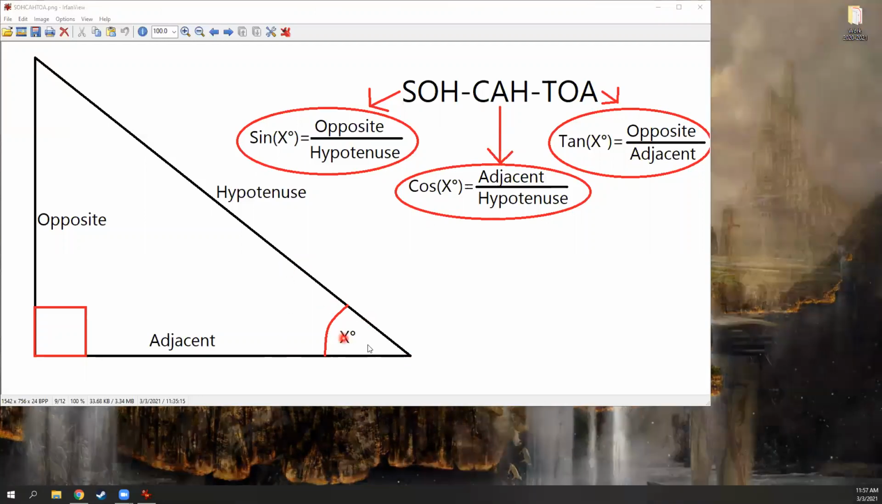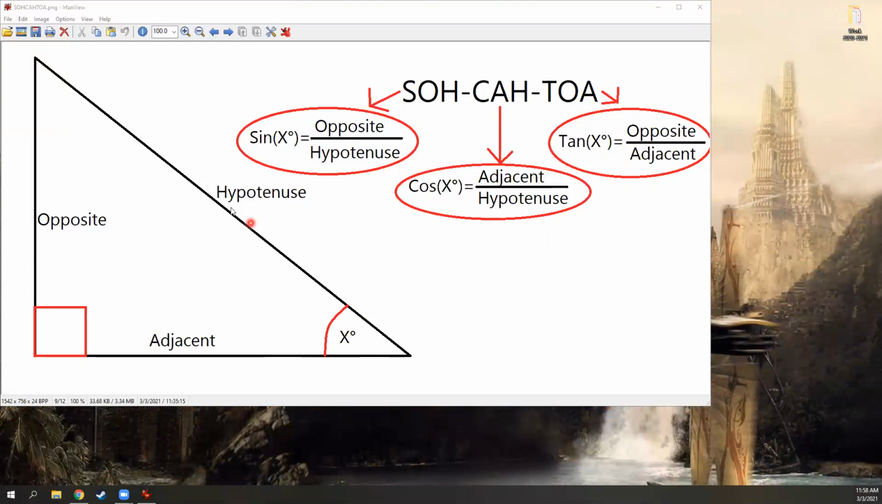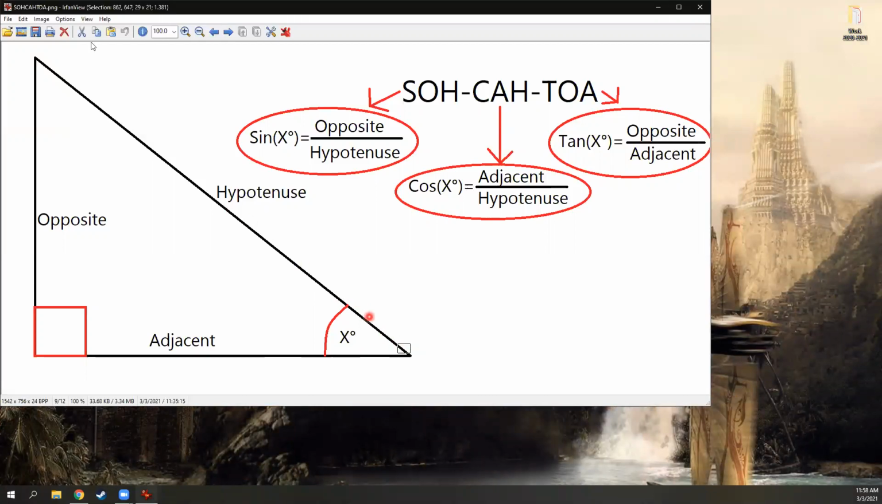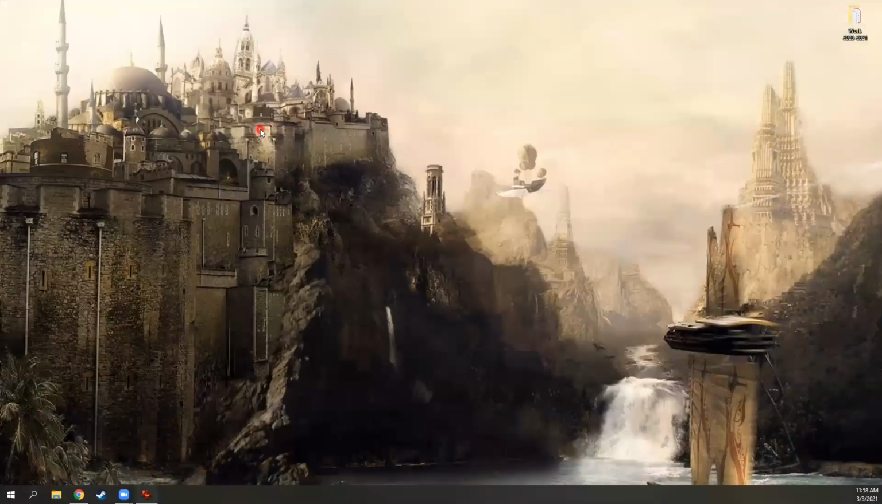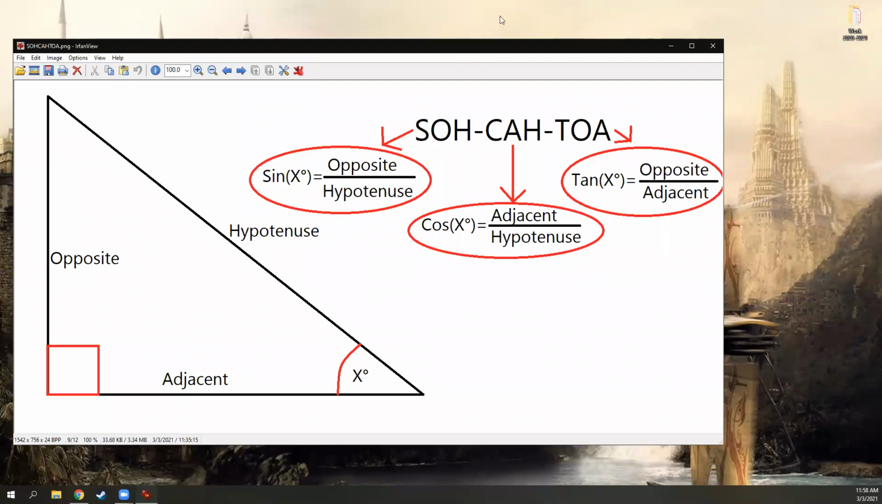Well, one of those sides is always going to be the hypotenuse. Technical difficulties. Here we go. Okay. So one of the sides is always going to be the hypotenuse.